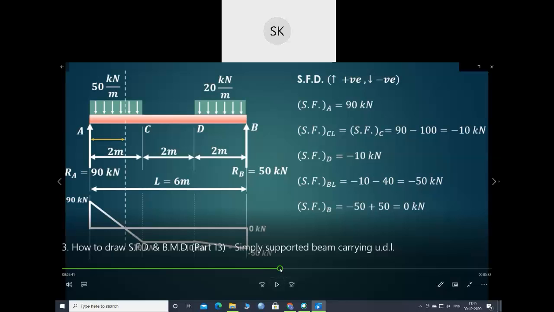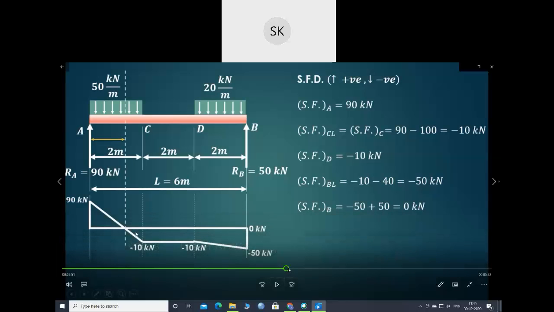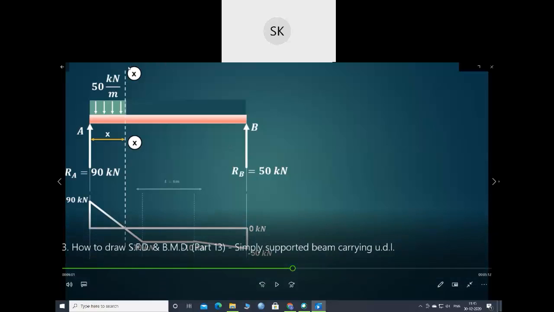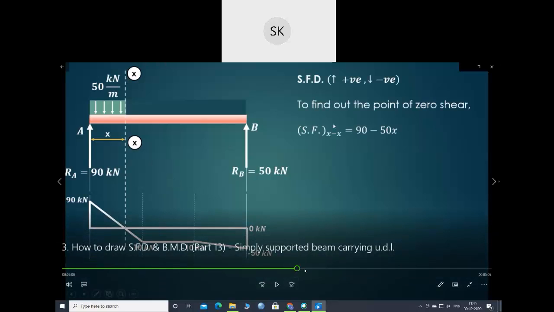Then again you can find where your shear force will be 0. You can take a section. They have taken a section. Then they have equated the equation to 0. They have found out the shear force equation on this part and equated it to 0 to find out a distance x. That means 1.8 meter. That is, from A at 1.8 meter, the shear force will be 0. So if you see the diagram, yes, at 1.8 the shear force is 0.